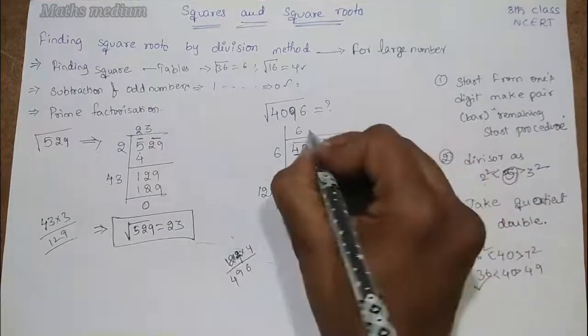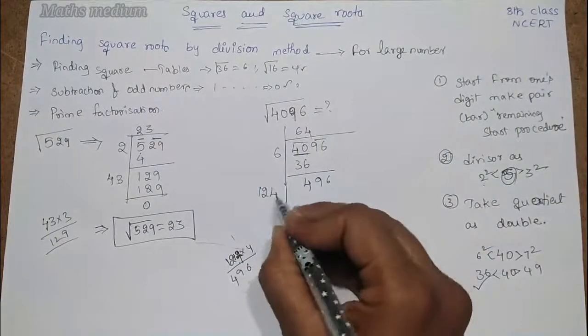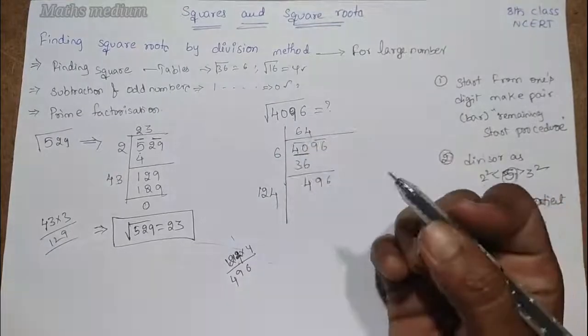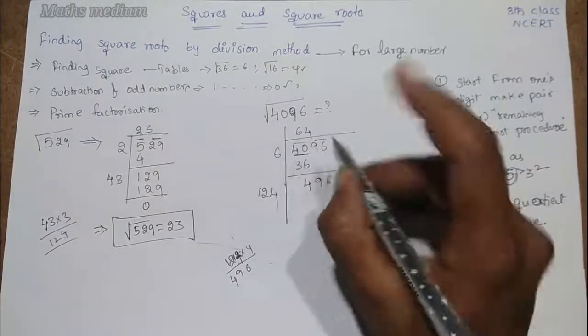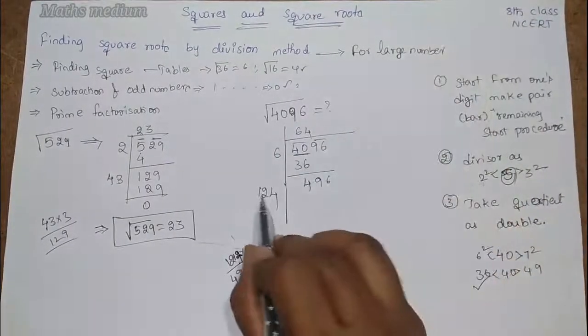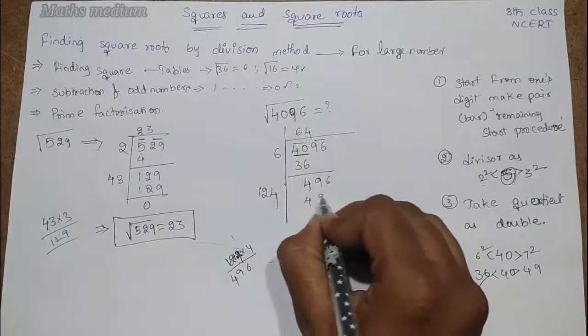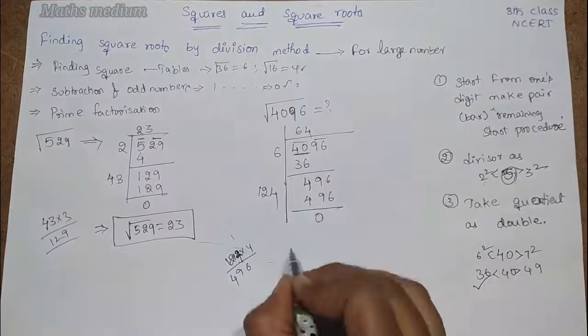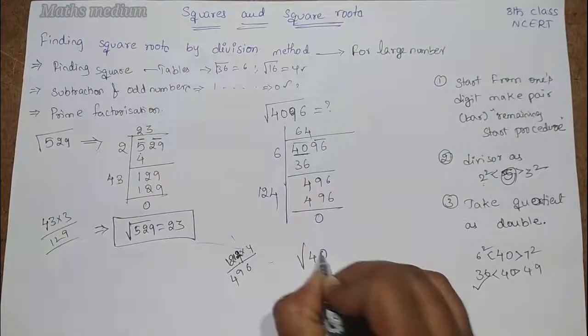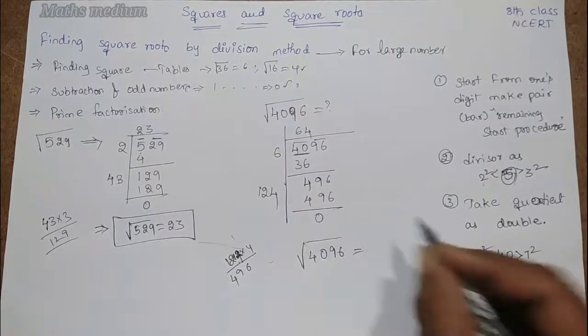So it must be 4. Here also 4. This 4 at 4. This 4 at 4. Right? These two numbers are the same at all times. 124 4s are 496. Answer is 0. Now root over 4096 is equal to 64.